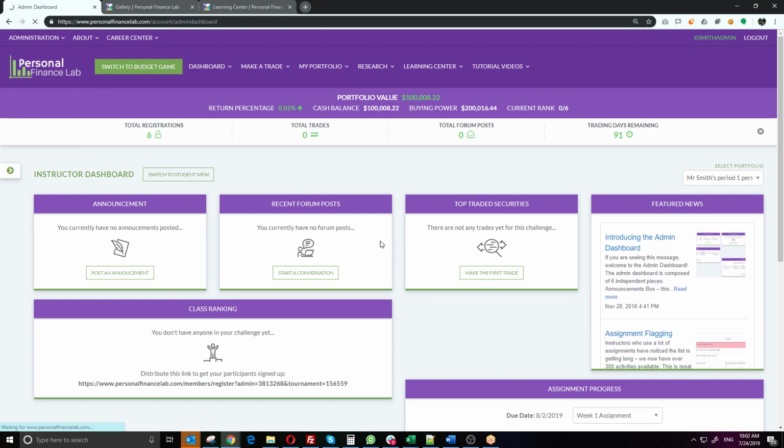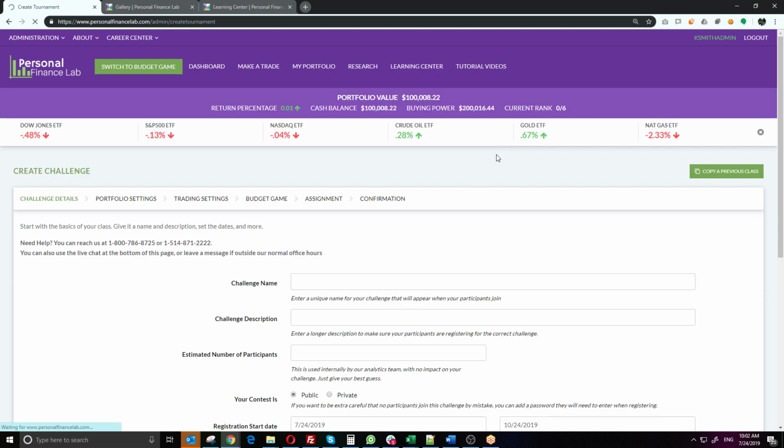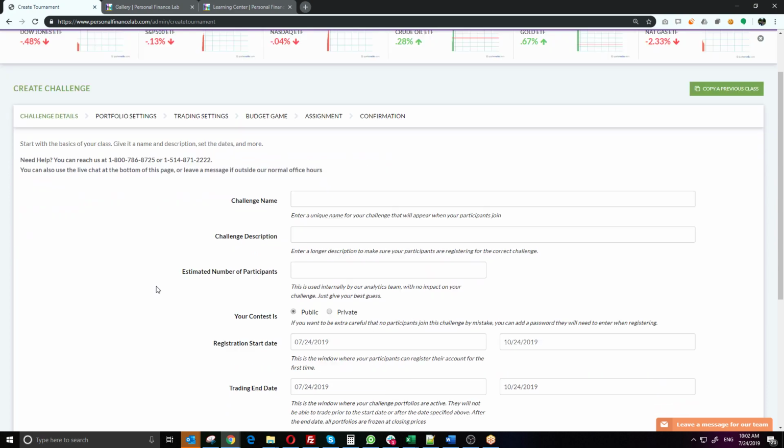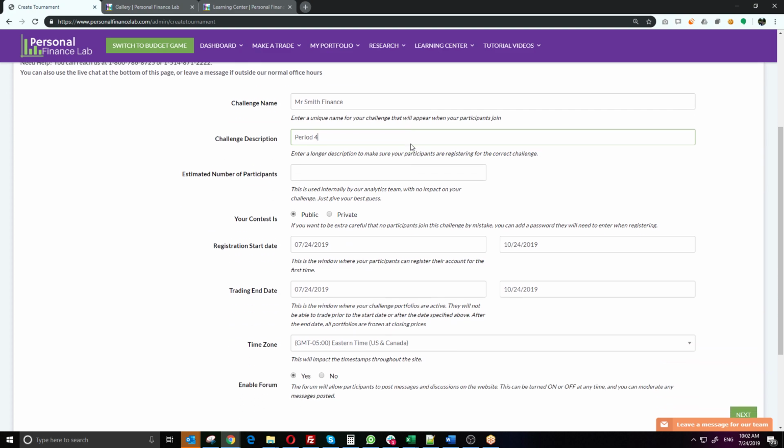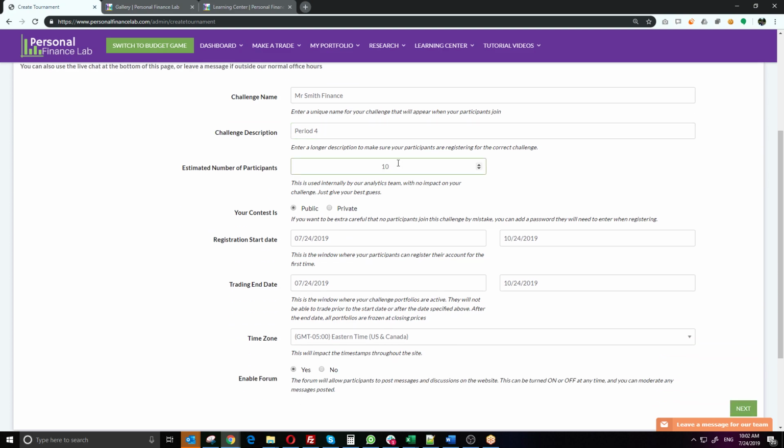Creating the challenge is all those aspects mixed together, and you pick and choose which ones you want to use. You'll start out by giving your class a name, and a description, and this just appears on the registration page so your students know they're in the right place. We have a few other fields that are just for analytics, like the estimated number of participants. We use that for marketing when we see how many students use our sites each year.